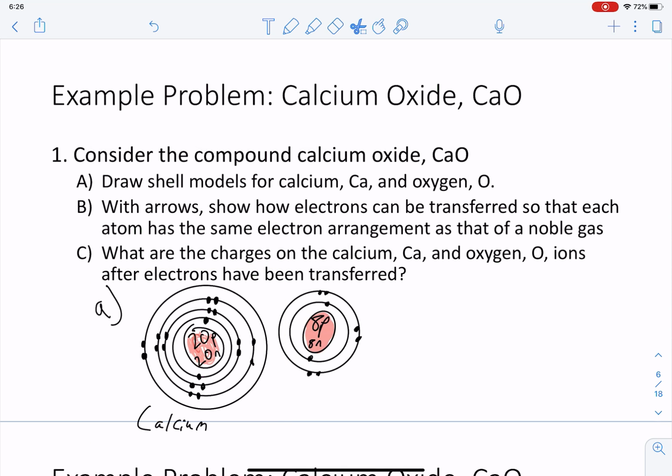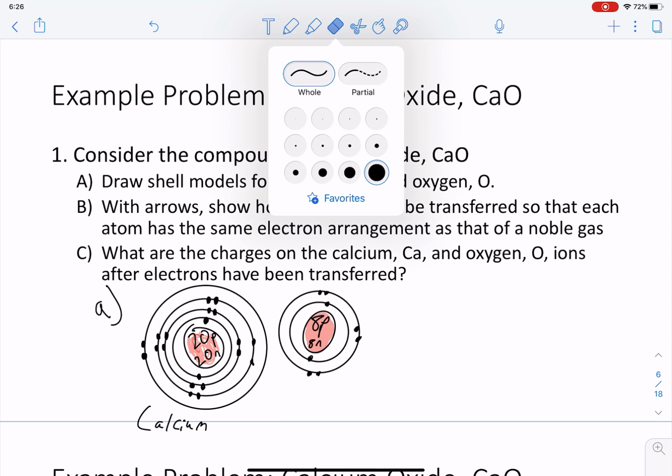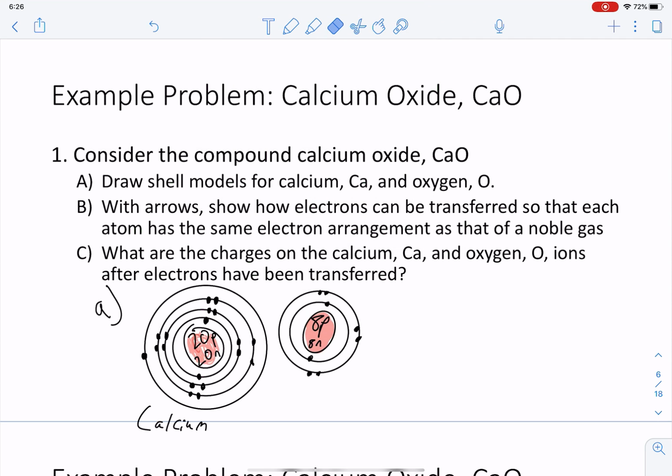And actually, let's see, I'm going to get rid of these. I'm going to move the electrons on this side and just put them on the right so we can kind of see it a little bit easier.